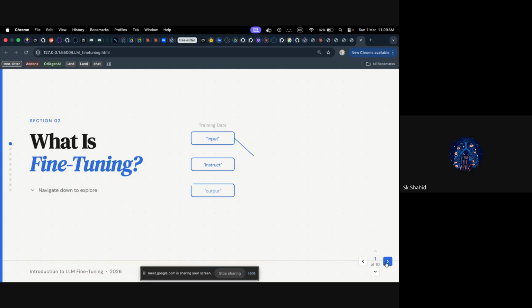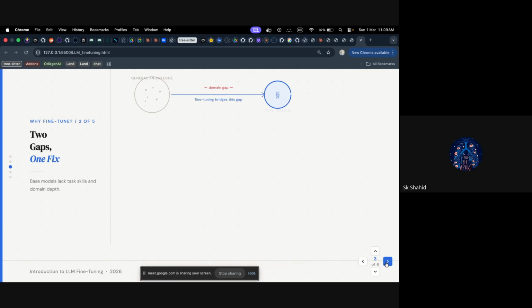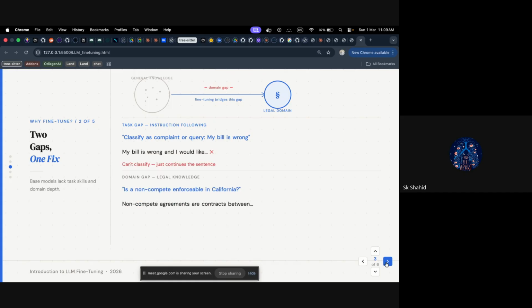Okay. Yeah. So moving forward, we see two more gaps now. Since we understand that a pre-trained transformer is unable to give us a targeted response, we see that two gaps arise very quickly. First is a task gap.